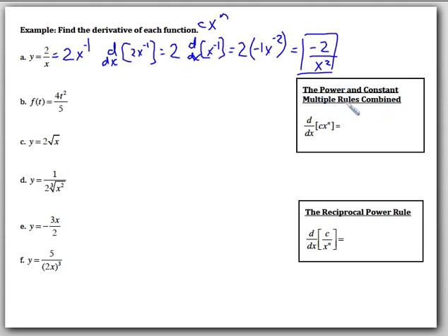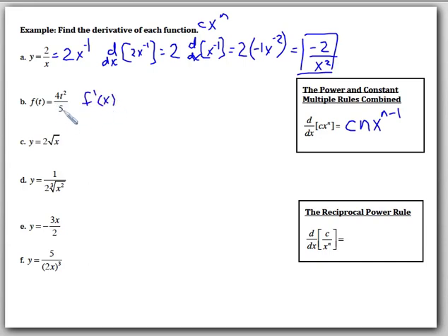What we can do is combine the power and the constant rules to form one rule here. So if we have the derivative of c x to the n, what we can really write is the derivative equals c times n x to the n minus 1. And we can end up doing this all at once. Okay, so let's try that here with letter B.